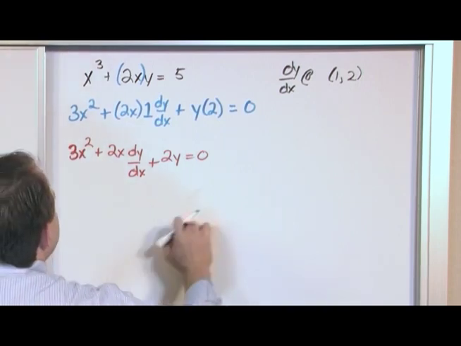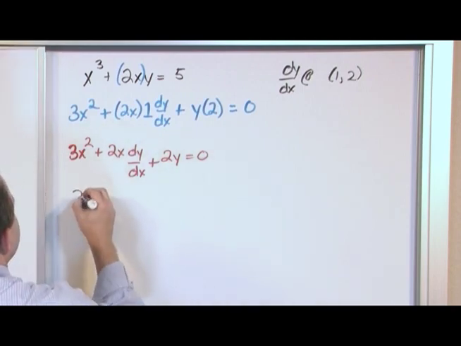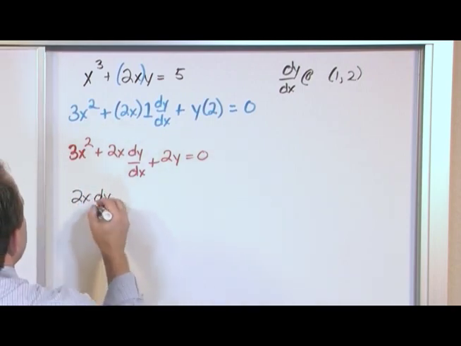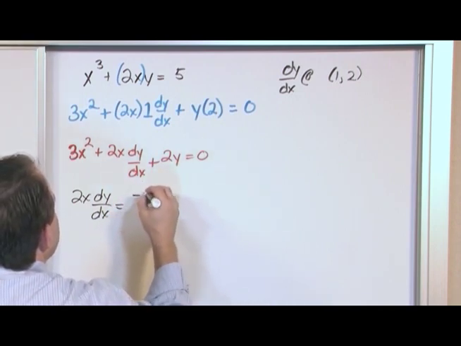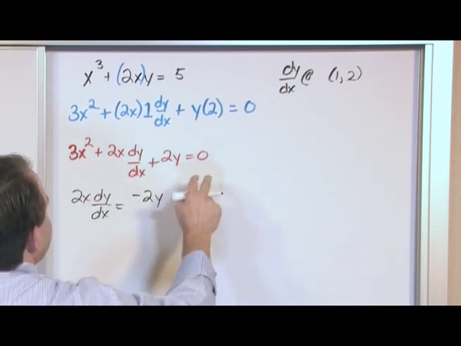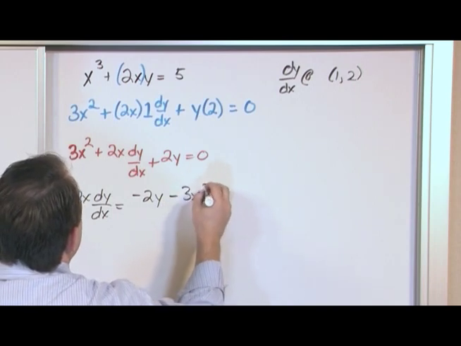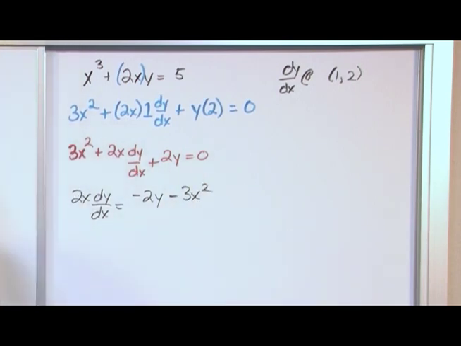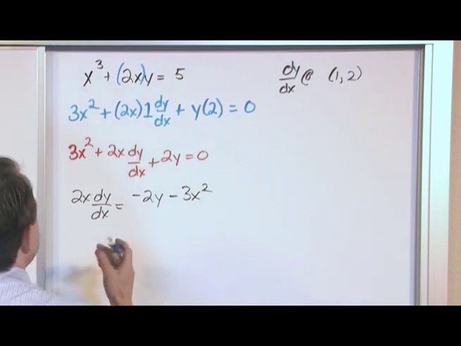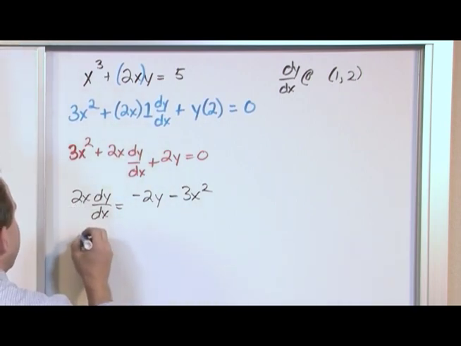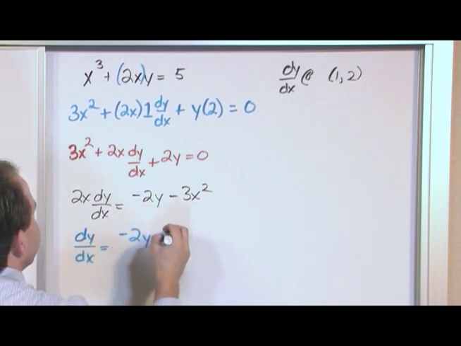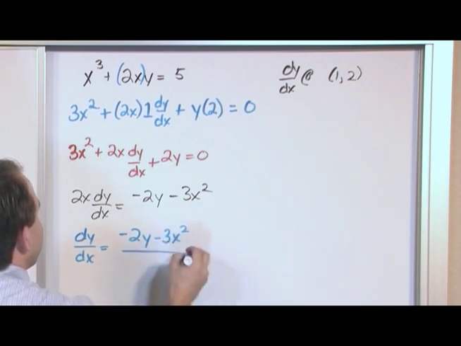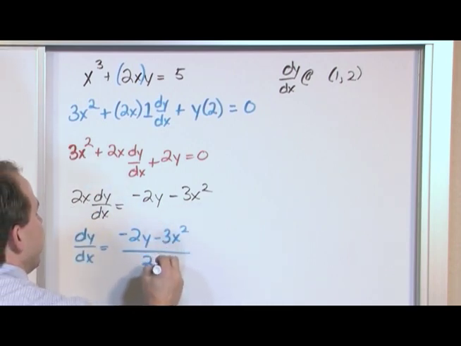All right, so let's go ahead and move these terms over on the right-hand side. So 2x dy/dx is equal to, let's subtract 2y, let's subtract 3x squared, minus 3x squared. And to finally solve for dy/dx, we just divide by this. So what we're going to end up with, dy/dx is equal to, this numerator now, negative 2y minus 3x squared, over this guy, 2x. So this is the answer.